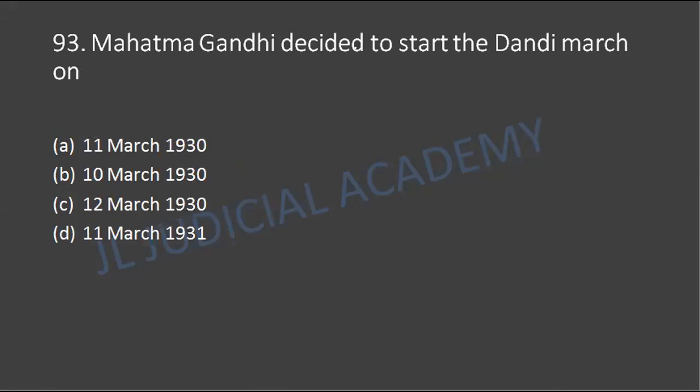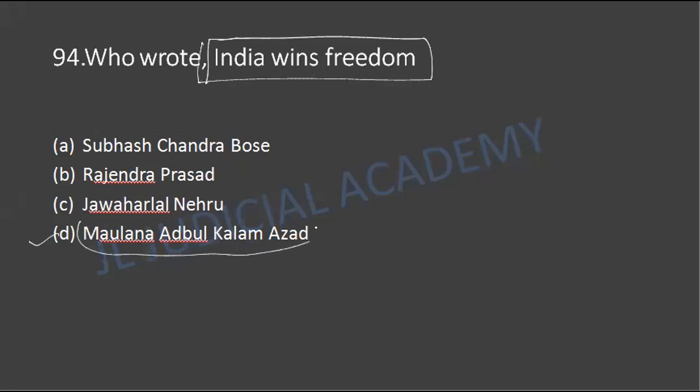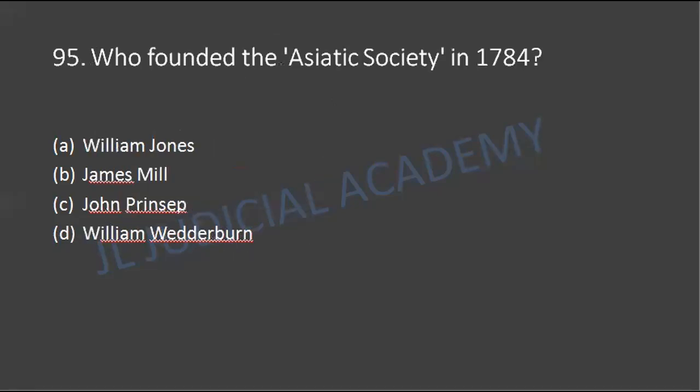Next, Mahatma Gandhi decided to start the Dandi March on. When did Mahatma Gandhi decide to start the Dandi March? 11th March 1930. Next, who wrote India Wins Freedom? India Wins Freedom किसने लिखी है? मौलाना अब्दुल कलाम आजाद. Maulana Abdul Kalam Azad wrote India Wins Freedom.